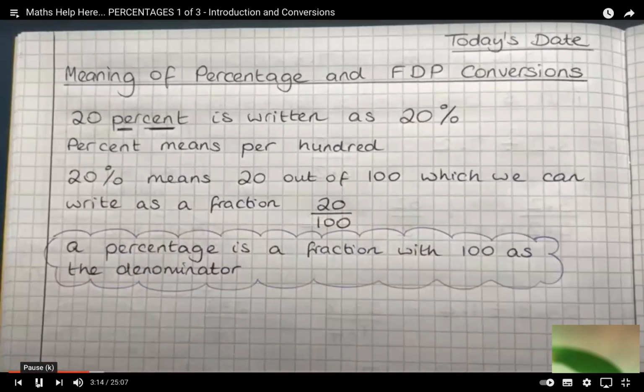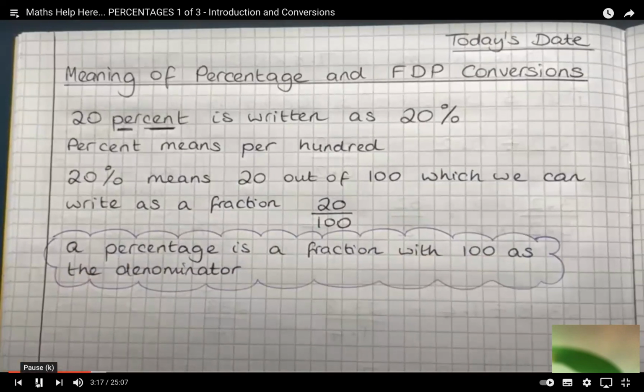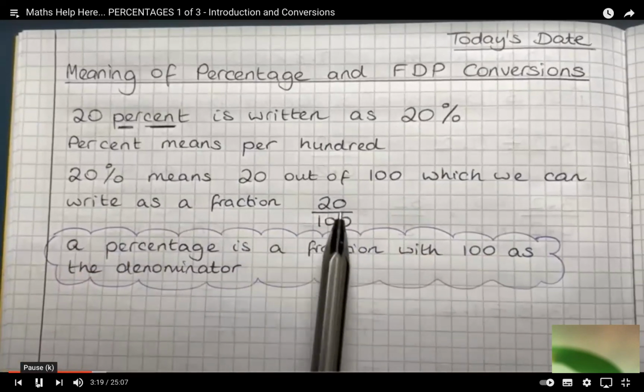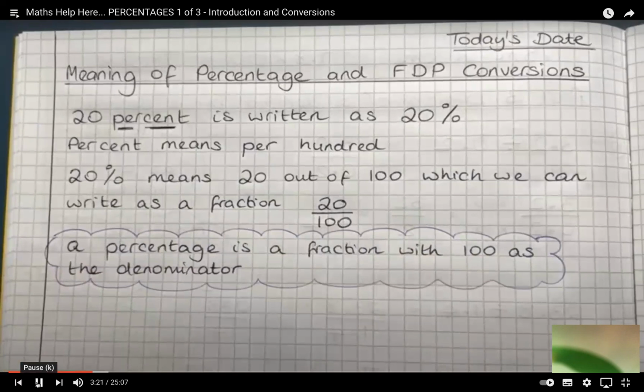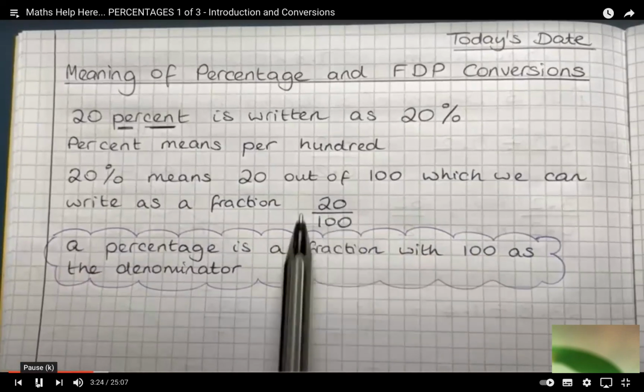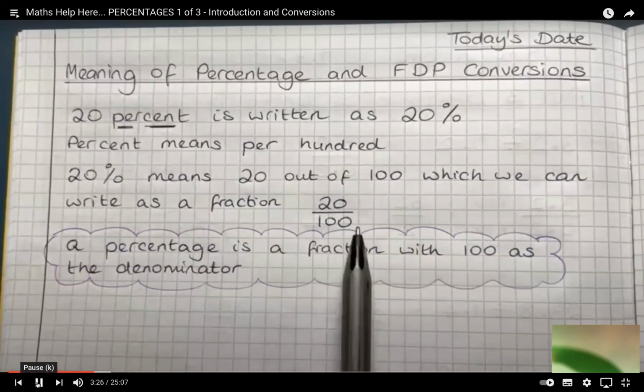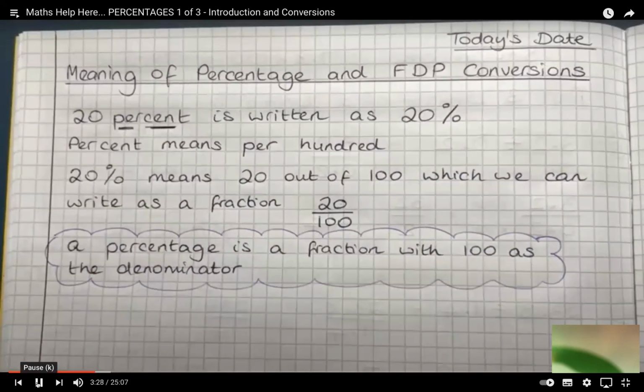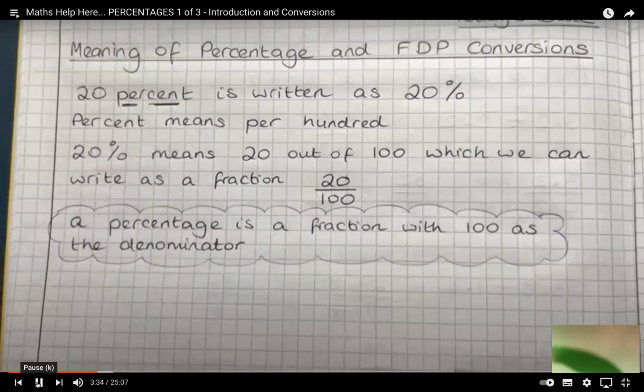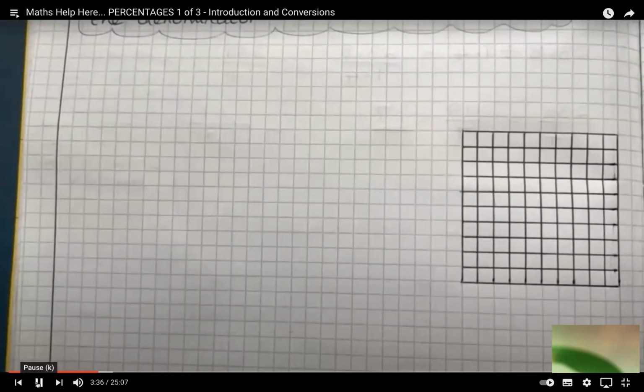So, okay, a percentage is a fraction with 100 as the denominator. So, for example, 20 over 100. You might know that that simplifies down to 1/5, but we write it with 100 as our denominator. Right, I want to take a look at a couple of examples here. Again, nice and simple, nice and straightforward.